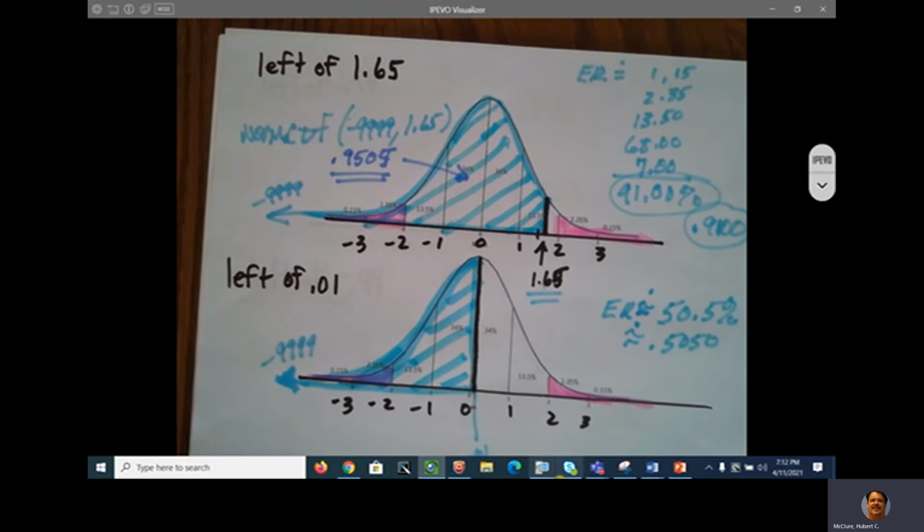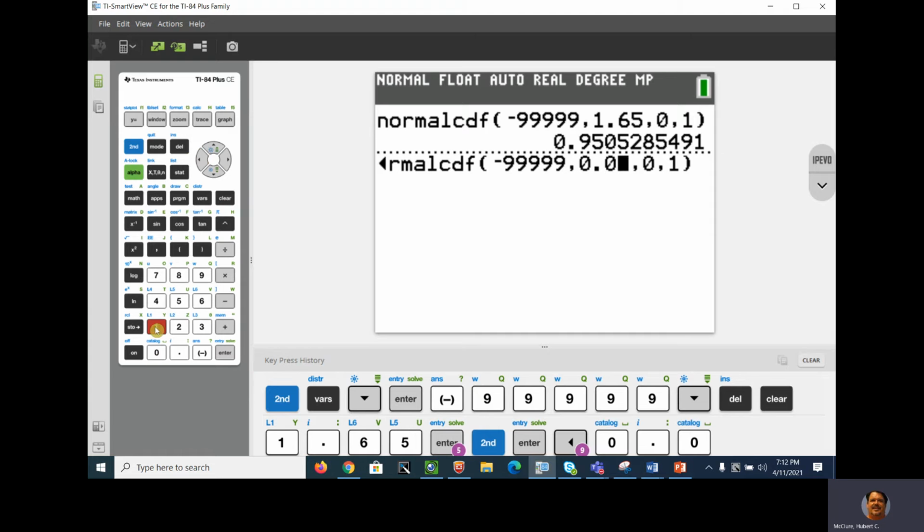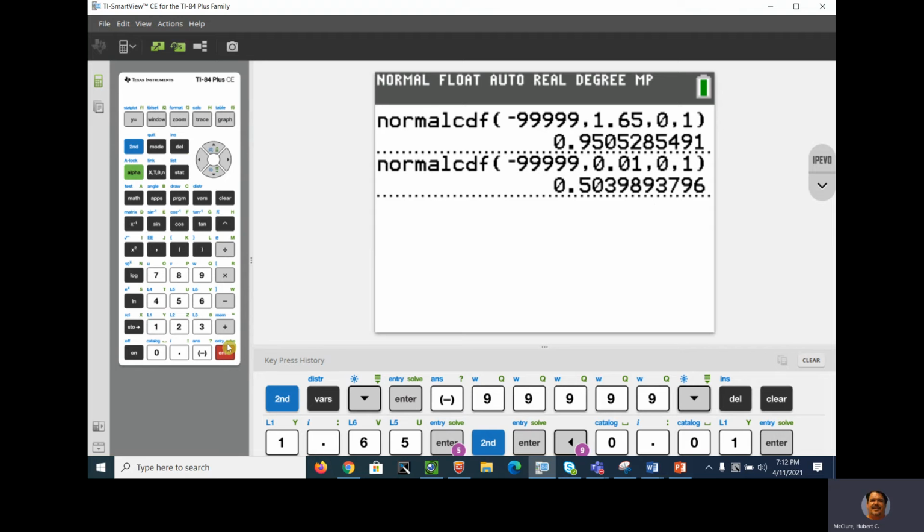So I go to my handy dandy calculator and hit second, enter, and change that 1.65 to 0.01. The reason I do that is to save the place values in case I need to type in 3 digits later on. You don't have to do that. That's just what I do. By the empirical rule, I got 0.5050. Let's see what they got. 0.5040. So I'm a little bit off.